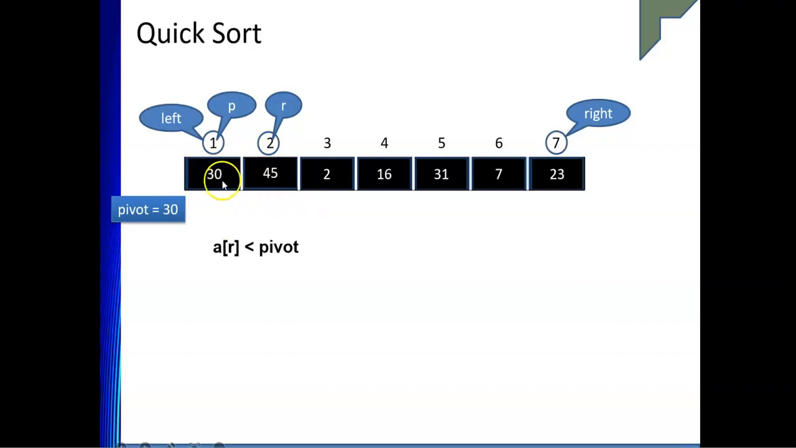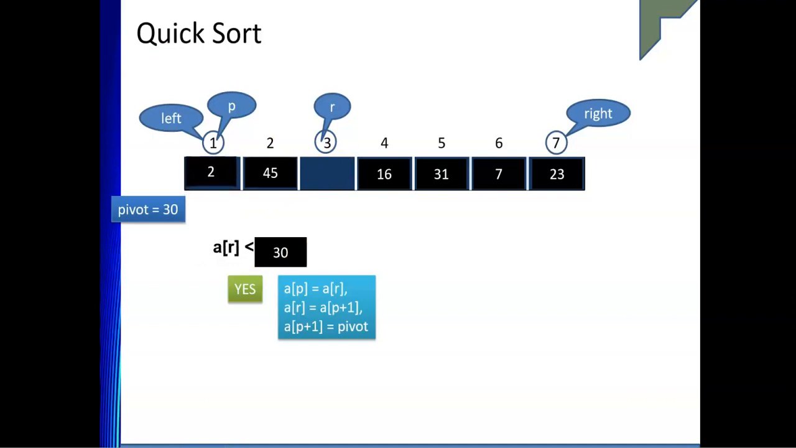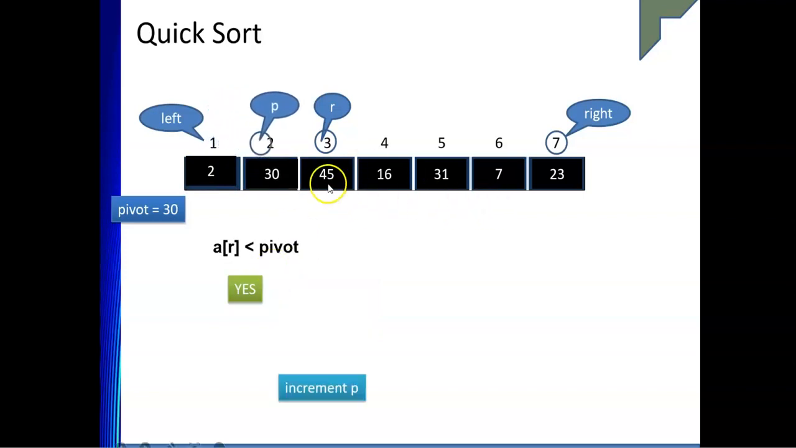Now let us take 30 and 2. Nothing happens with 45, it goes back to its place. Now I move R to 2. Is 2 less than 30? Yes, 2 is less than 30, so I will put 2 in the place of 30. Now I shift 45 to the third position and place 30, because 45 is greater than 30.